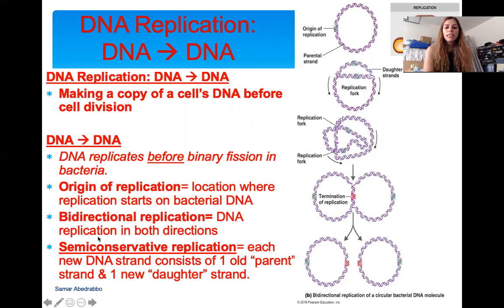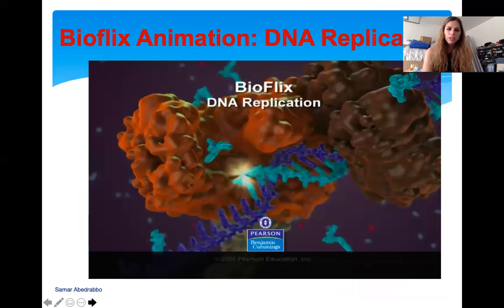DNA replication is bidirectional, meaning it goes in both directions. So you have your origin of replication, and then DNA is replicated on both sides. And DNA replication is also semi-conservative. Semi-conservative is a fancy word for saying that once replication is done, your two new strands of DNA, each one has one old strand and one new strand. So each new DNA molecule has one old strand, which we call the parent strand, and one new strand, which we call the daughter strand.